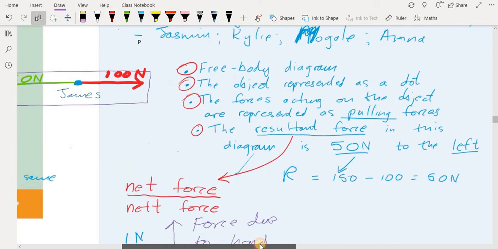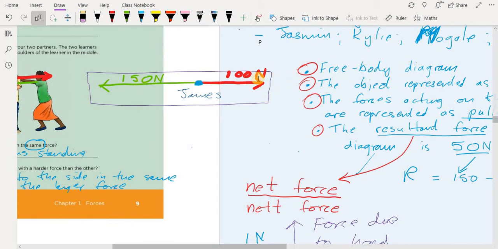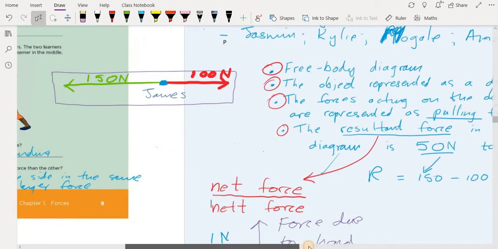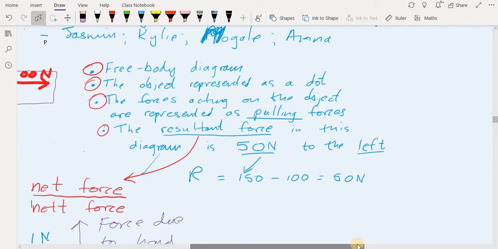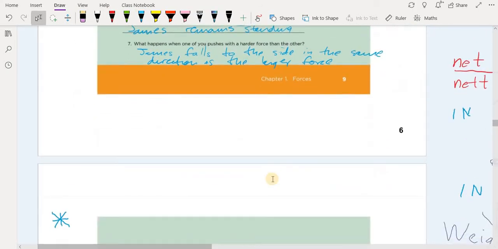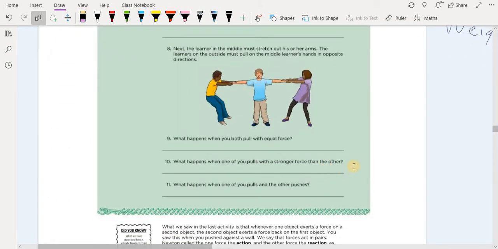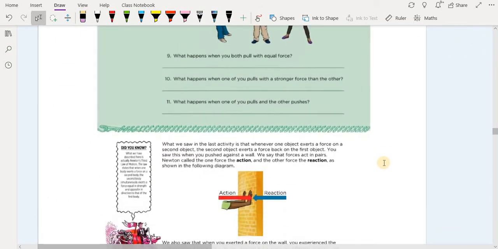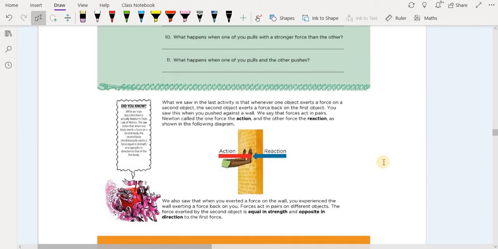So in this instance, 150 newtons to the left, 100 newtons to the right. What James is going to actually feel is a force of 50 newtons to the left. You subtract the two numbers. That's resultant forces. So that was quite important to look at. And when we have two forces or forces acting in pairs, Isaac Newton was the gentleman who coined the phrases. He spoke about the one force being called the action and the other one being called the reaction.